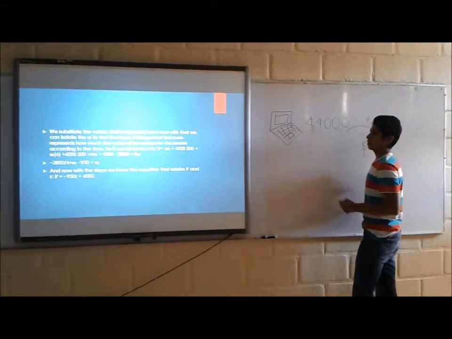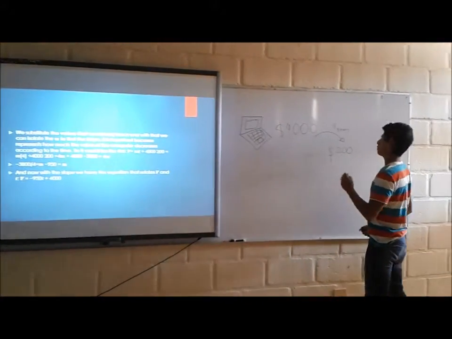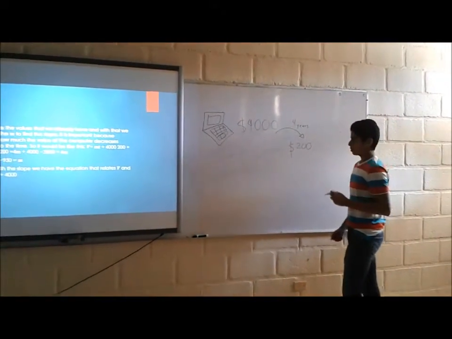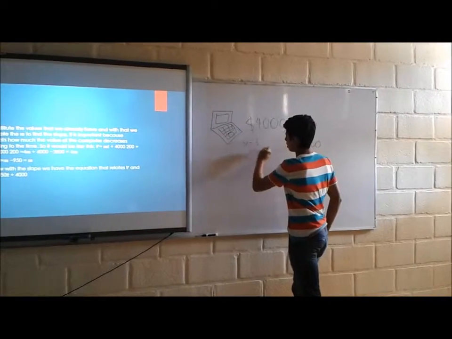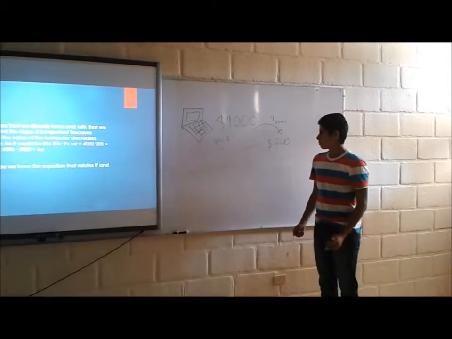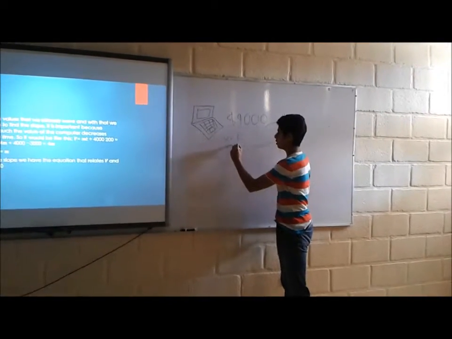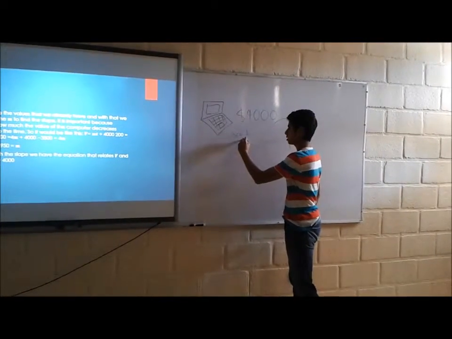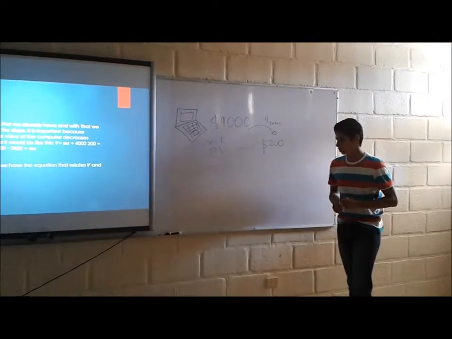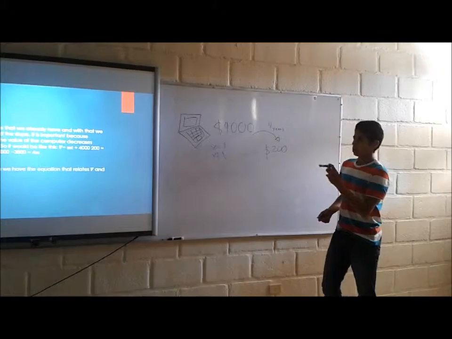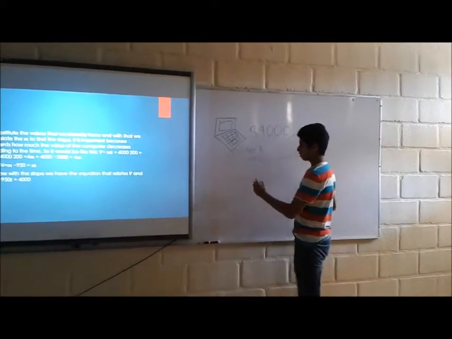We find that the independent variable is the time, because it can change. So x is equal to time, and the dependent variable is y. So y is equal to the price. Then we have to find the equation of these values. So for that, we have to find the slope.